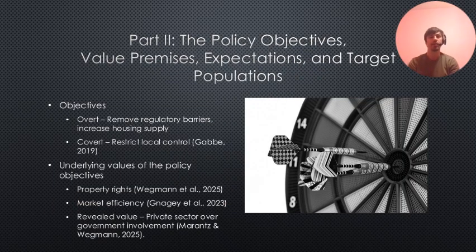The objectives, values, expectations, and targets of this policy reveal its purpose and ideology. Explicitly, this policy aimed to remove regulatory barriers and increase housing supply, but looking into it further shows that there were more motivations for the policy than just that. In practice, this policy aimed to restrict local control over social policy. This is especially relevant in Iowa, where it can be argued that the conservative-leaning state government engages in a power struggle with some liberal-leaning cities.